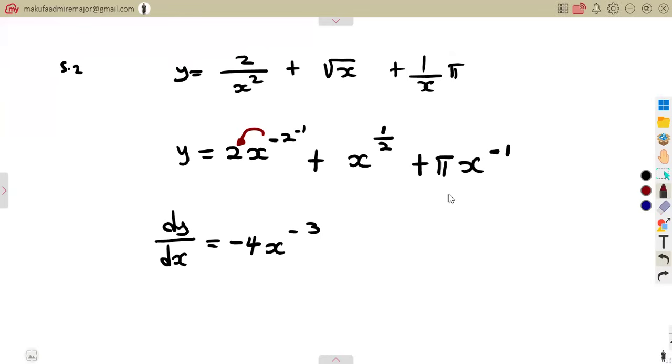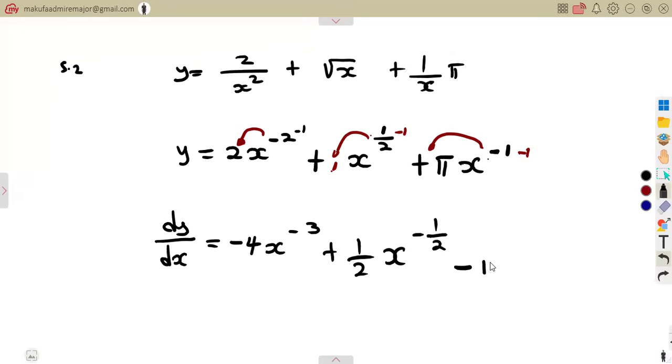You do the same thing on this part. You drop the exponent, there's a 1 there, subtract 1. So meaning to say a half multiplies a 1, that is going to be a half. That's a positive. 1 over 2 times x to the exponent of -1/2. With the same concept, in this case, we are going to multiply by -1, you subtract 1. -1 times pi, that is minus pi, x to the exponent of -2.